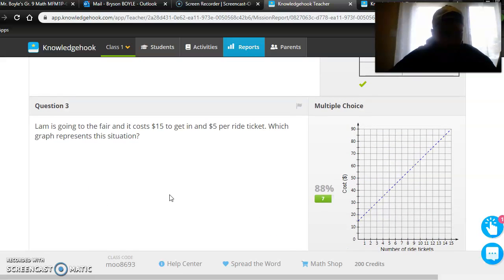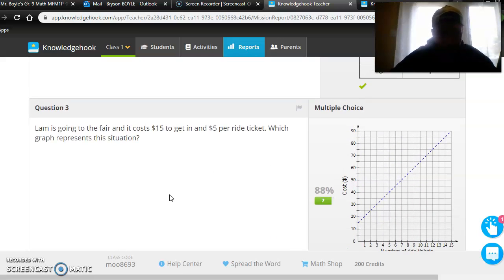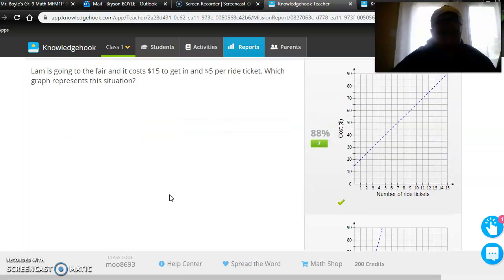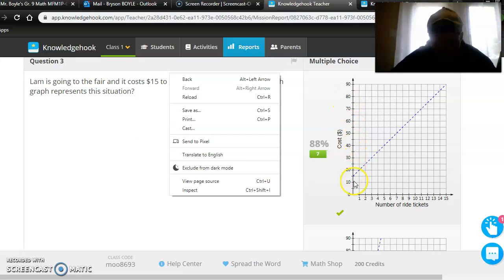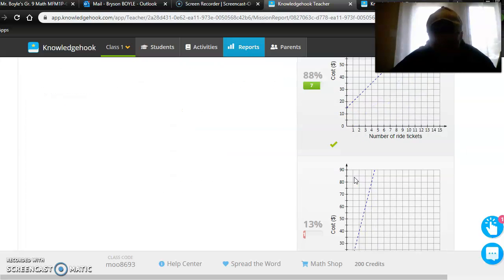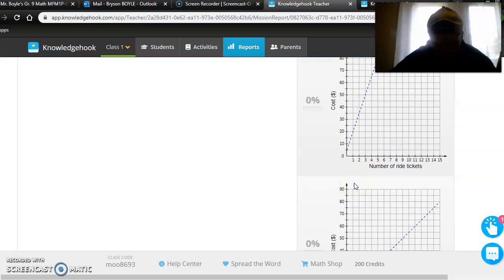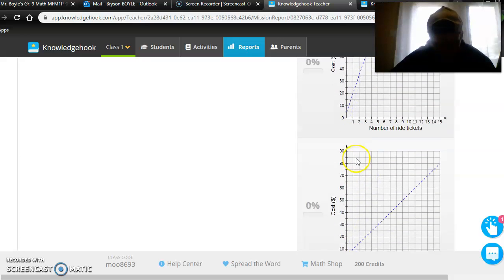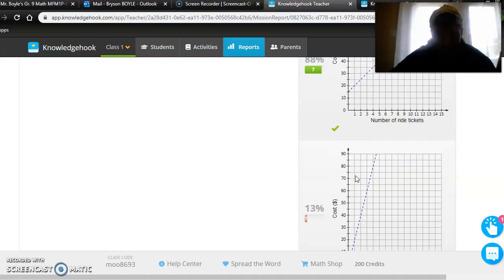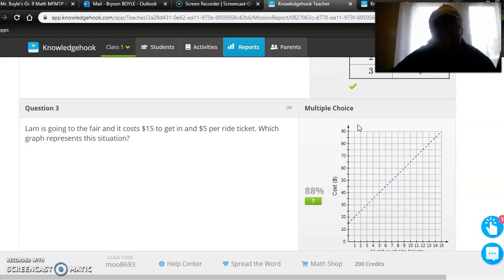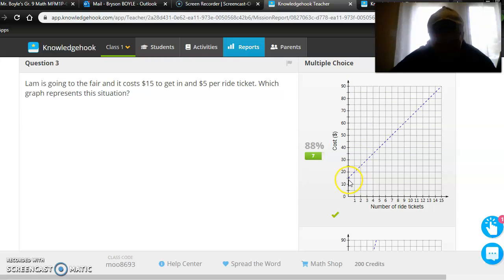Lamb is going to the fair and it costs $15 to get in and $5 per ride ticket. Which graph represents this situation? So it costs $15 to get in. So it's going to start at 15. Does that start at 15? Yes, it does. Does that one? No, it doesn't. Does this one? No, it doesn't. Does this one? No, it doesn't. So without even looking at any other thing, you know it's going to be this one right away because not the other graphs start at 15.